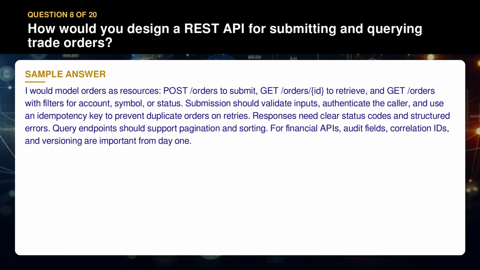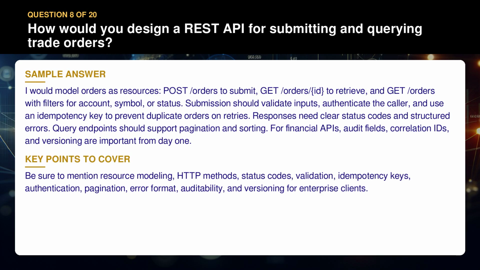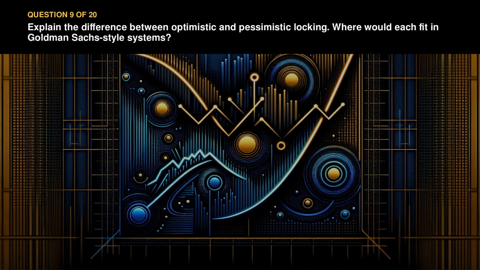Responses need clear status codes and structured errors. Query endpoints should support pagination and sorting. For financial APIs, audit fields, correlation IDs, and versioning are important from day one. Be sure to mention resource modeling, HTTP methods, status codes, validation, idempotency keys, authentication, pagination, error format, auditability, and versioning for enterprise clients. Question 9.